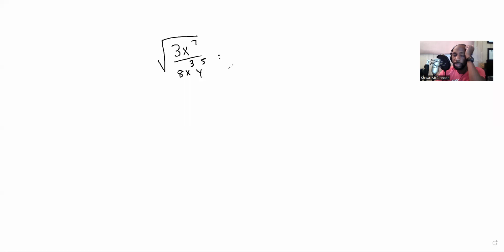So this becomes 3x to the 4th up top, and then you have 8y to the 5th at the bottom. Okay, so we know we can take the square root of x to the 4th. That's just x squared. So that is x squared times everything else, the square root of 3 over 8y to the 5th power.